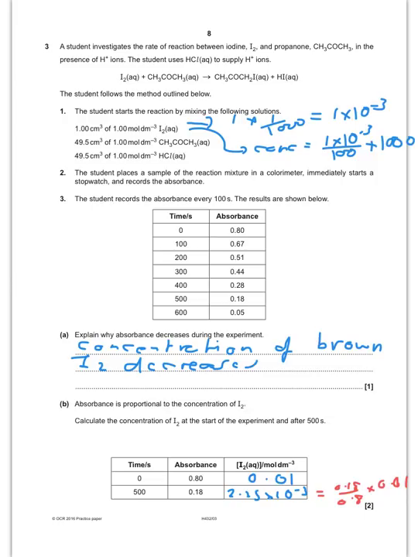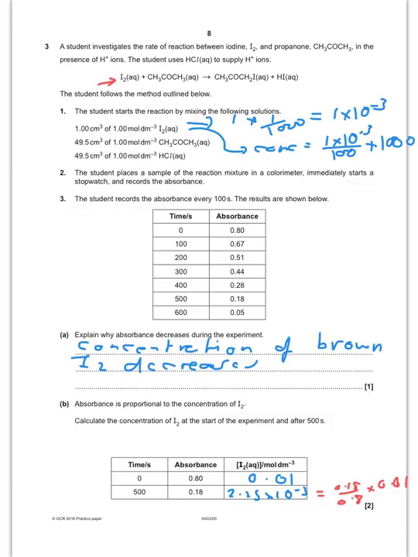So first of all, why does the absorbance decrease? Well, if you have a look at the equation, iodine we know is brown colour in water. The concentration of iodine is going to decrease as the reaction progresses. Absorbance is proportional to the concentration of I2, so it wants me to calculate the concentration of I2 at the start and after 500 seconds.